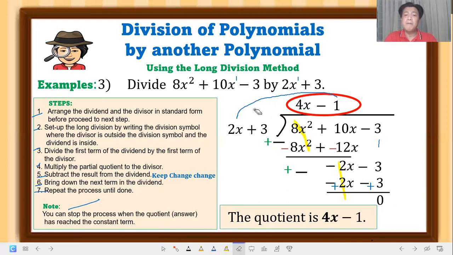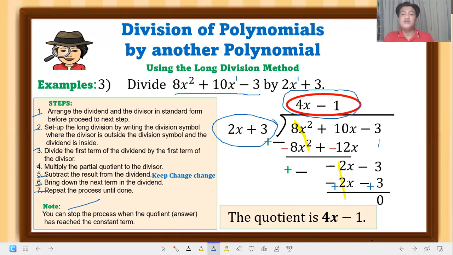Okay? So, kapag hindi tayo sure, you have to check using the FOIL method or distributive property. Kaya babalik po siya. Kapag minultiply ko to, etong 2x tsaka yung 4x minus 1, kailangan ang resulta po ay yung dividend na 8x squared plus 10x minus 3 para masabi natin tama yung ating solution. Okay, so with that, I hope you learned something.